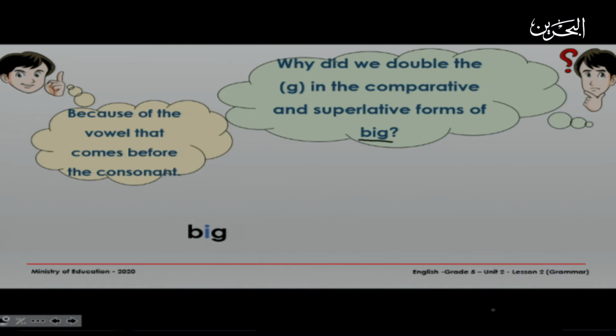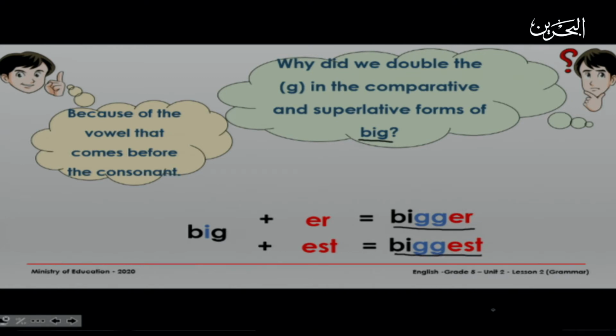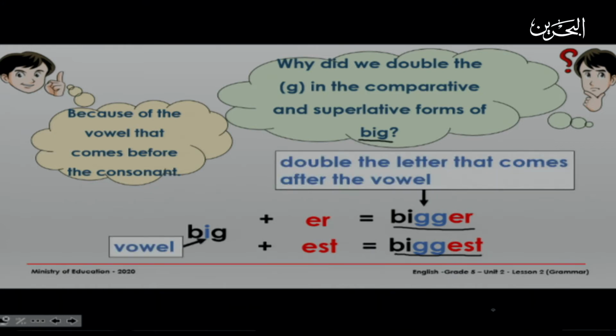Let's look at the word big. To make it in the comparative form, we add ER to it, so it becomes bigger. And if we add EST, it becomes superlative. The word is biggest. Look at the word big here. Letter I is one of the vowels. That's why we wrote one more G in the words bigger and biggest.